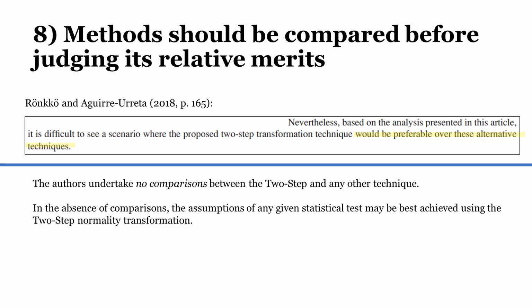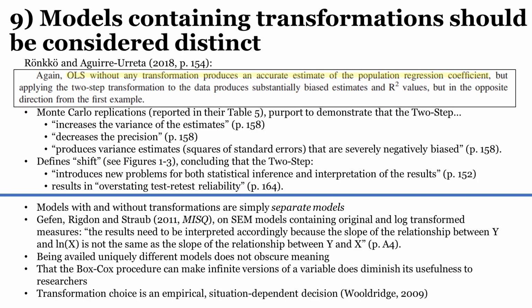In the absence of comparisons, as far as we know, the assumptions of any given statistical test may very well be best achieved using the two-step normality transformation, and such comparisons should be done using realistic data distributions actually faced by accounting researchers to be more meaningful and generalizable. The ninth misunderstanding involves models containing transformed variables.